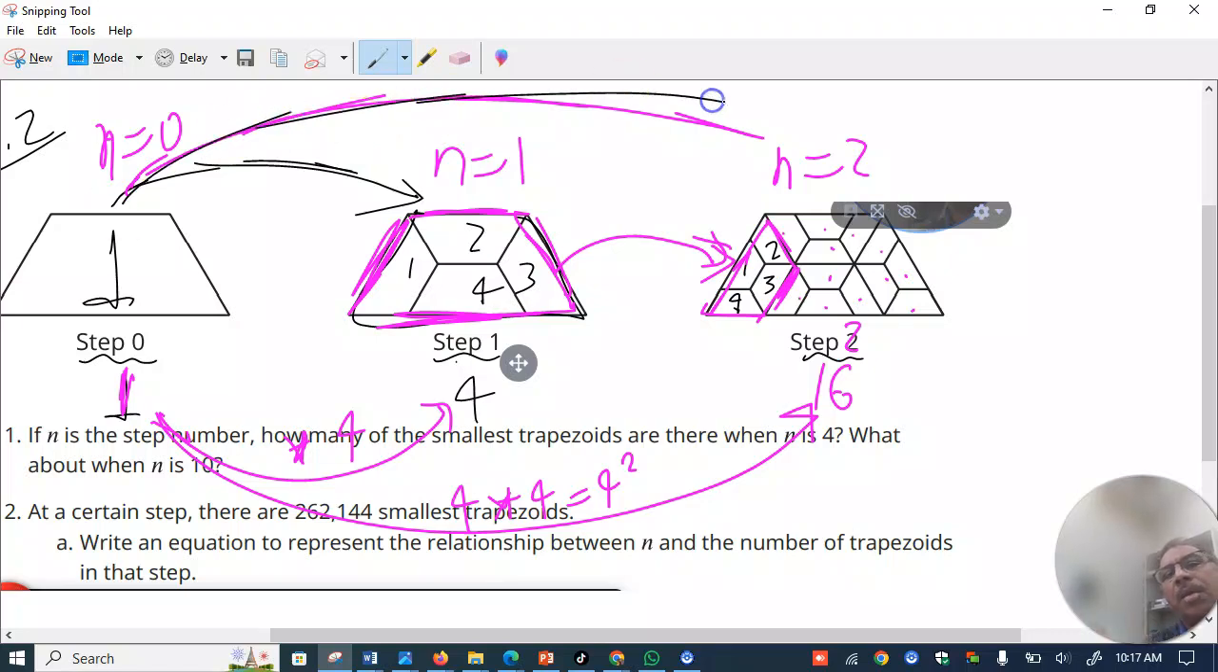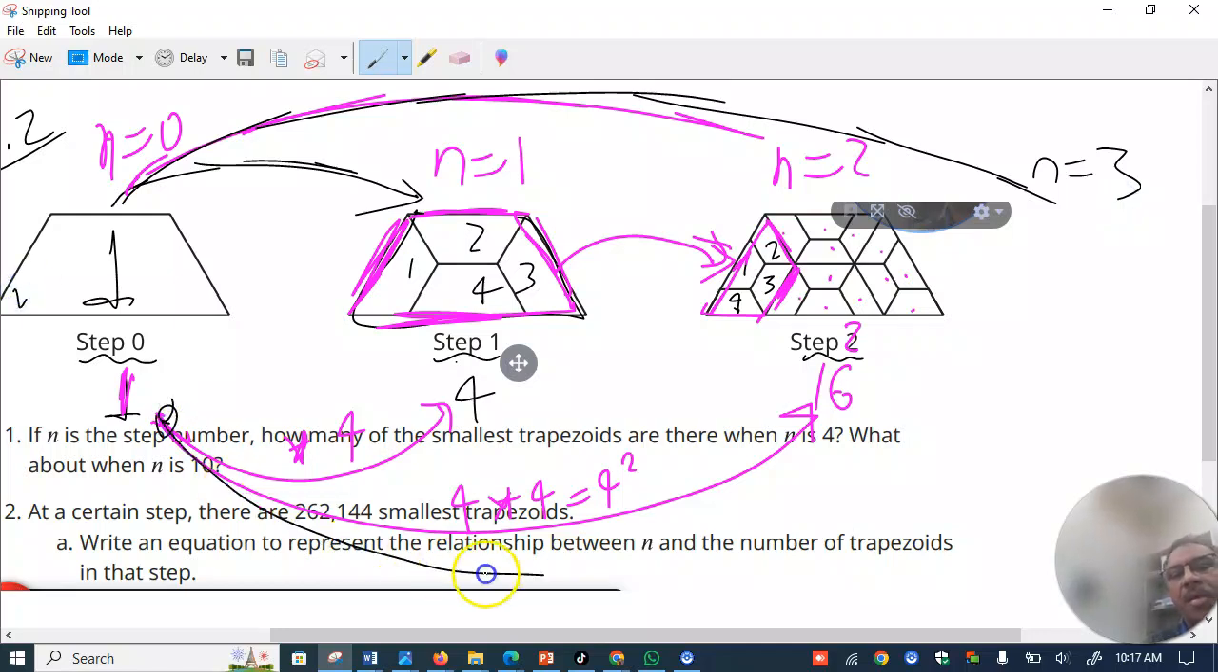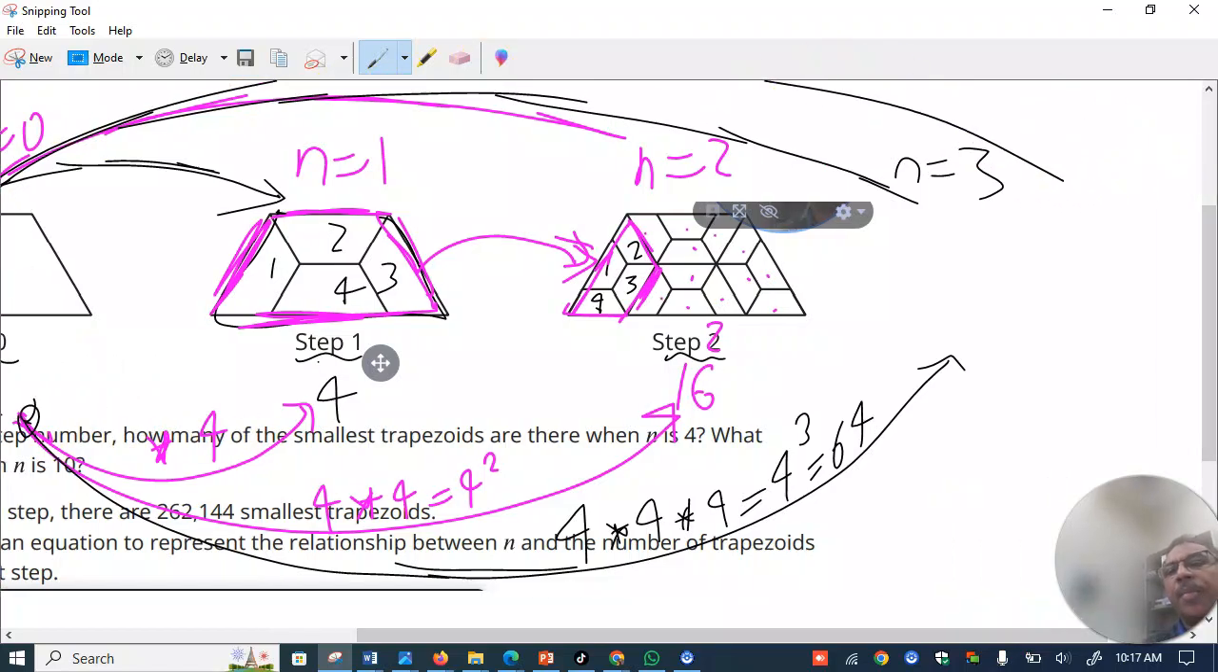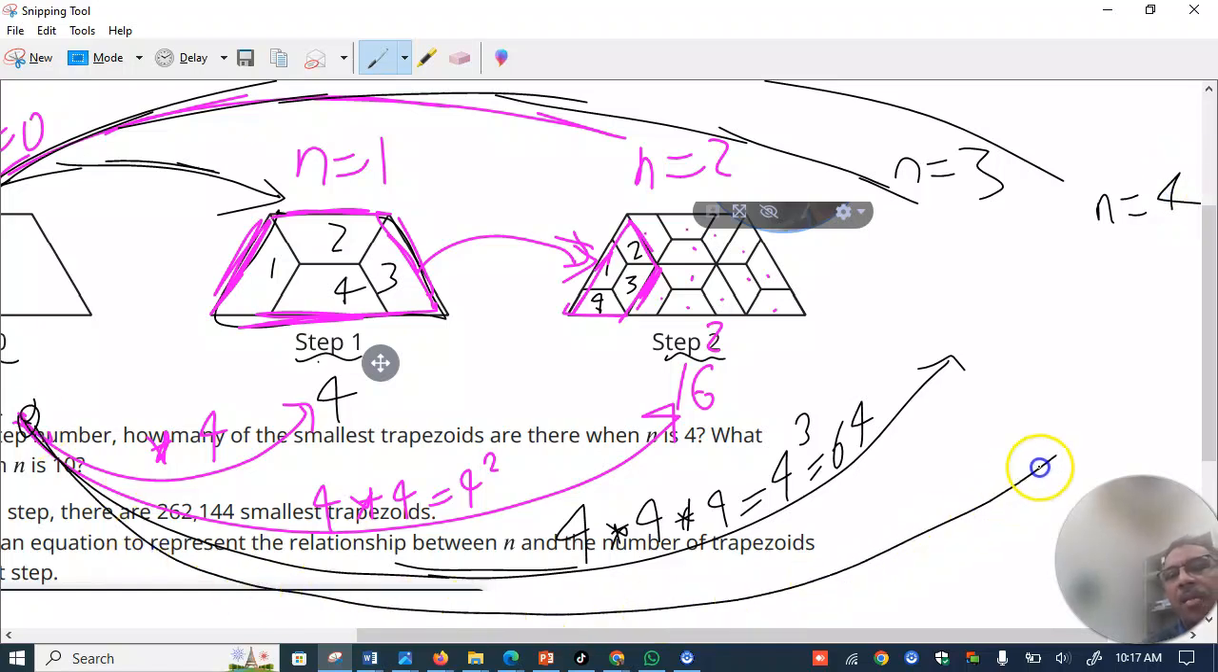from here to here, let's see 3, and n is 3. That means this one trapezoid will have to multiply by 4 times 4 times 4, and that is 4 cubed, which is going to be 64. If you want to find another one, when n equals 4, then we need to multiply another 4.